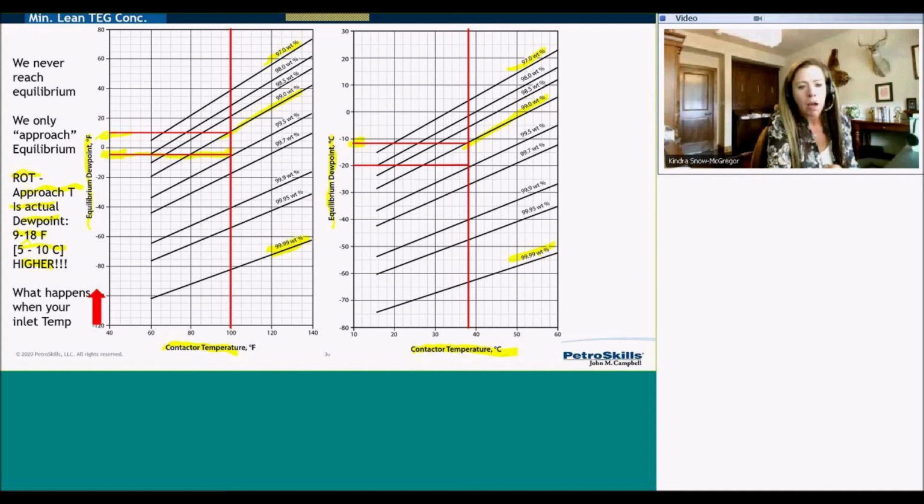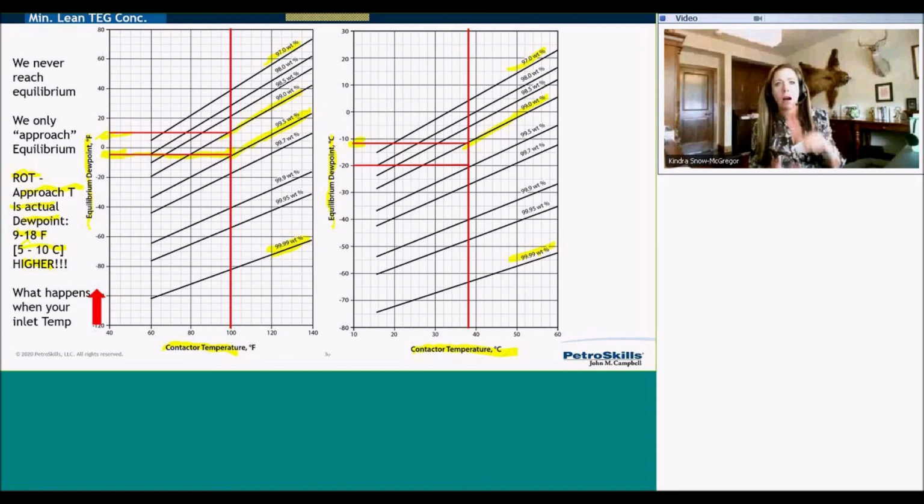So all I do is I make my minimum lean TEG required much leaner, so I know for a fact that when I have that actual dew point approach of 9 to 18 degrees Fahrenheit, I'm still going to be on my dry gas spec. And that's why we always make an adjustment for that approach to equilibrium. We always subtract that off of the dry gas specification.